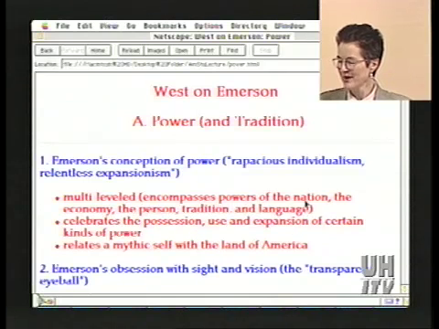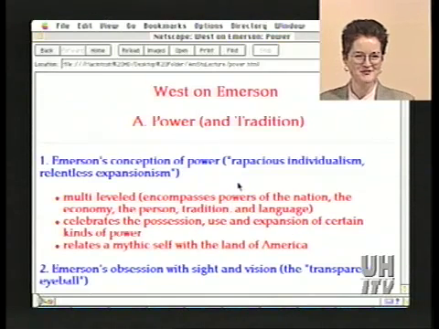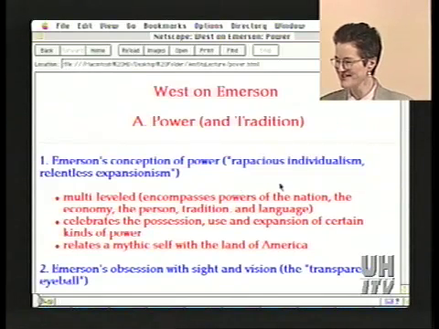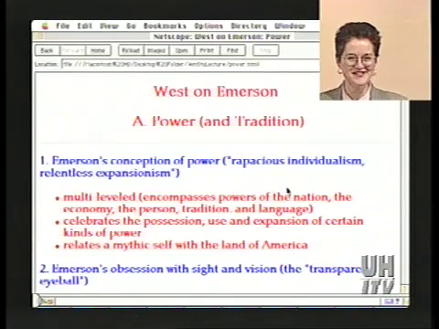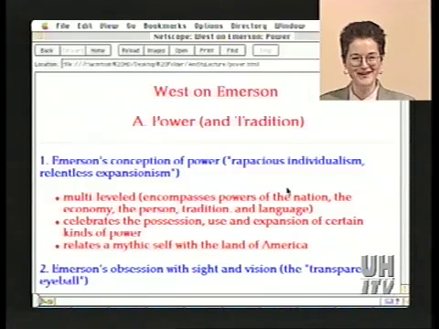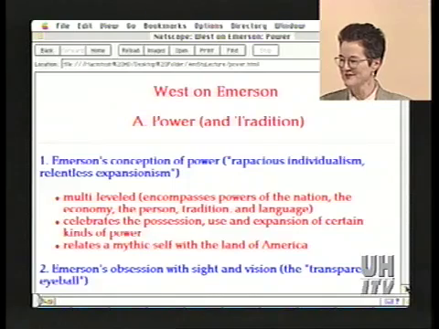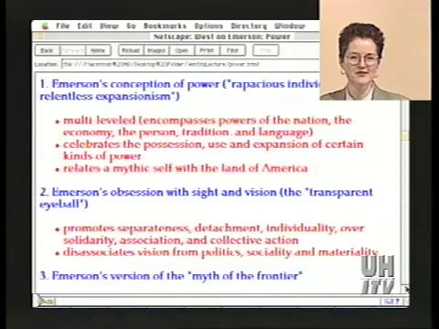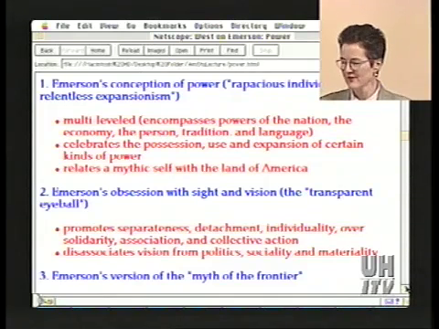Emerson's conception of power, look at how Cornel West describes it. Cornel West can really turn a phrase, can't he? Rapacious individualism and relentless expansionism. Are you getting the idea that power might be kind of a bad thing, according to Cornel West? You are right, if that's the idea you're getting. But this is part of his diagnosis of what Emerson's philosophy is and what the basis of its appeal to later thinkers in America is also going to be.